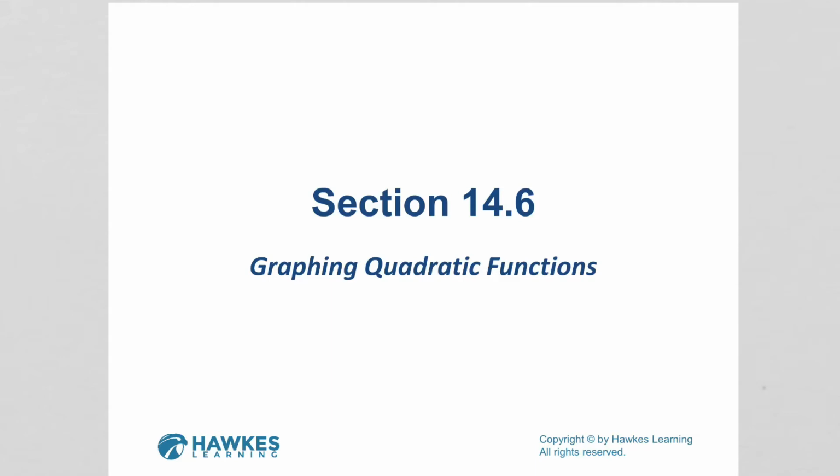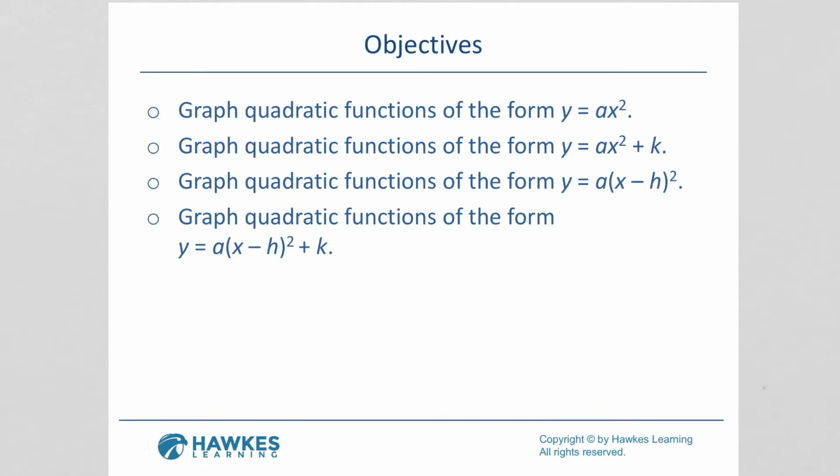Section 14.6, graphing quadratic functions. The objectives: graph quadratic functions of the form y equals ax squared, graph quadratic functions of the form y equals ax squared plus k, graph quadratic functions of the form y equals a times x minus h squared, graph quadratic functions of the form y equals a times x minus h squared plus k.